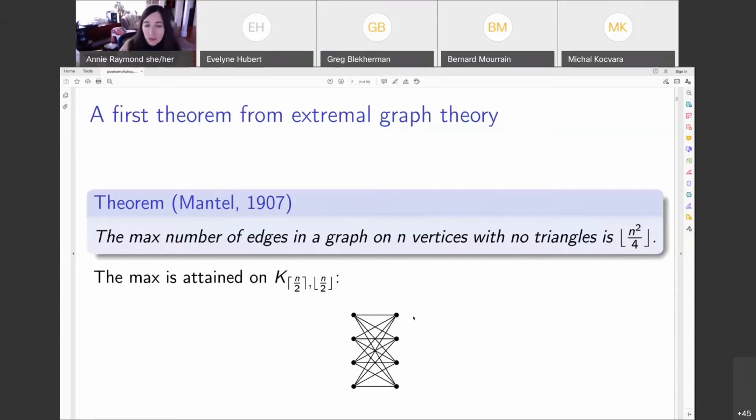And what is the number of edges there? Well, it's roughly n over 2 times n over 2.